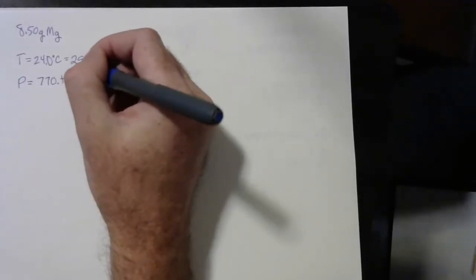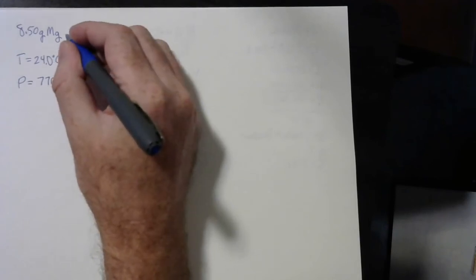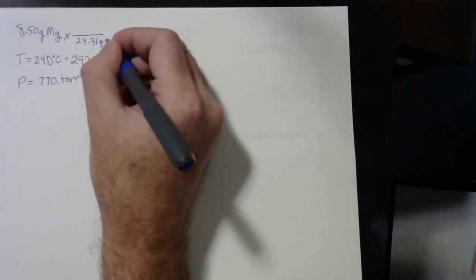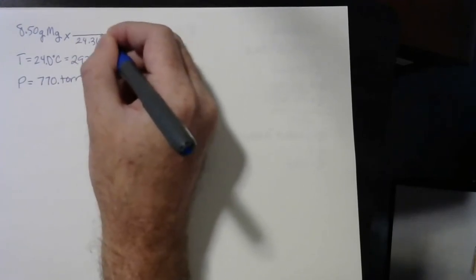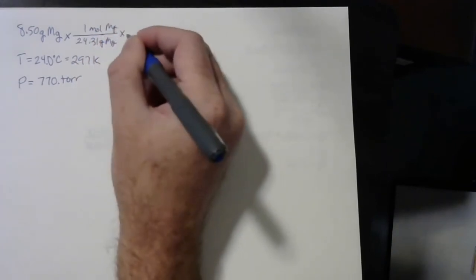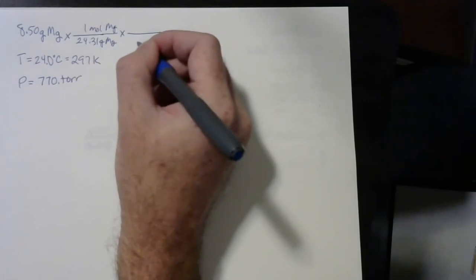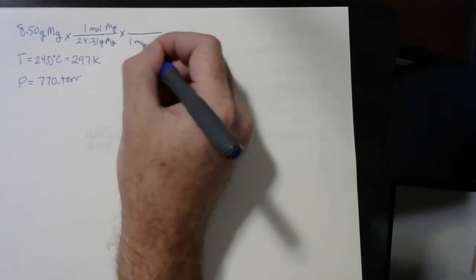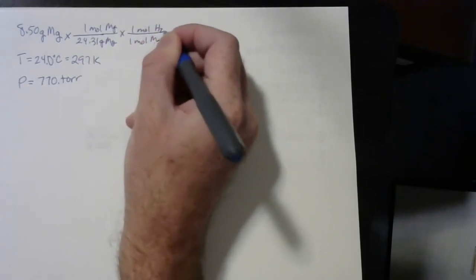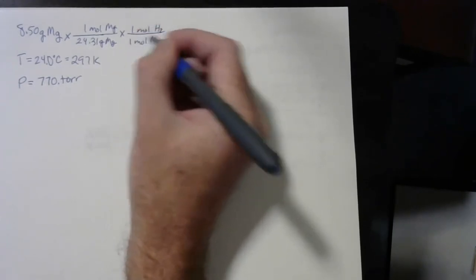Okay, so I've carried forward all of the information from the problem. We want to calculate the moles and then the grams of hydrogen gas from my grams of magnesium. Magnesium is 24.31 grams magnesium per 1 mole magnesium. Using the balanced reaction, we had 1 mole of magnesium to 1 mole of H2. It won't always be 1-to-1, so you need to be careful of that.